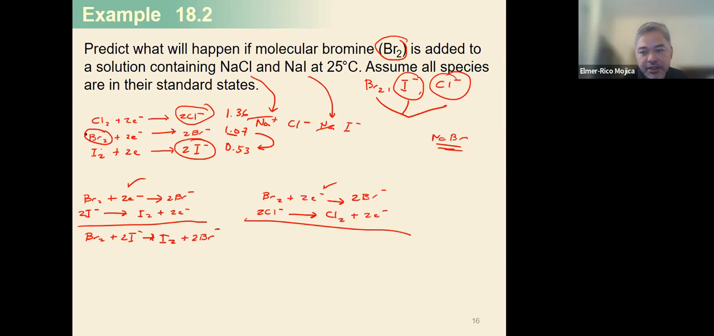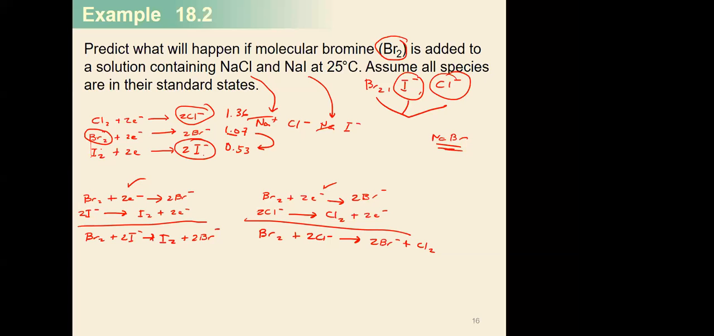Because bromine has a higher reduction potential than iodine. And as you could see here, this one and this one should be on the same side because they are the ones that are present there. Now, this one will not happen spontaneously, but you can make it happen. When you say you can make it happen, you have to apply energy. So this is the one that will happen.